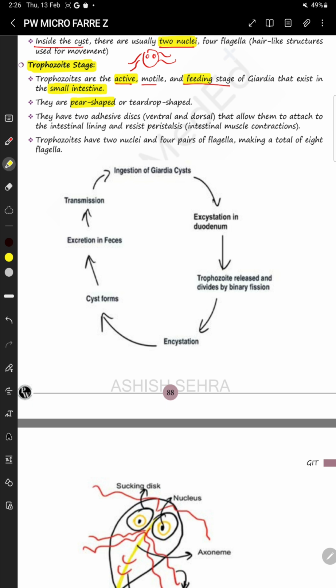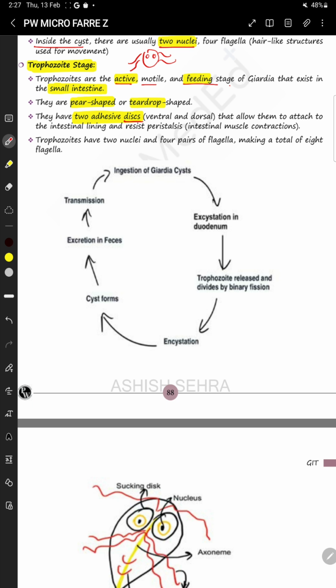They are pear-shaped or teardrop-shaped. They have two adhesive discs, ventral and dorsal, that allow them to attach to the intestinal lining and resist peristalsis.